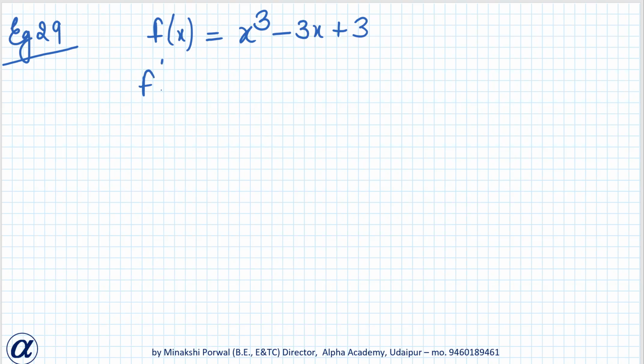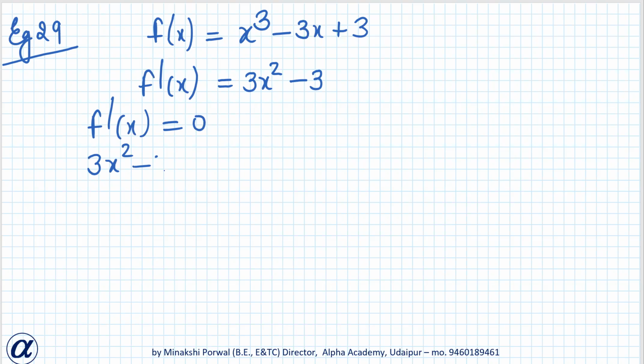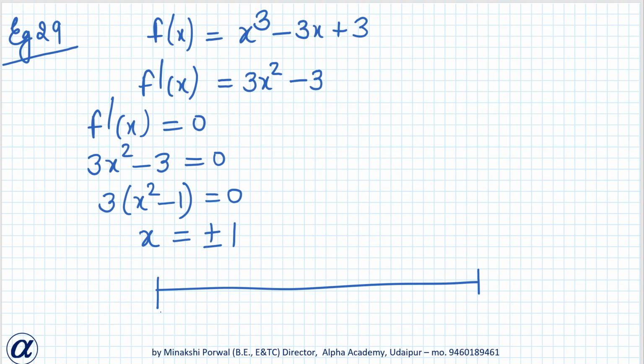So we'll first of all find f dash x. f dash x equals 3x square minus 3. Putting f dash x equals 0, that is 3x square minus 3 equals 0, so 3 into x square minus 1 equals 0, and x equals plus and minus 1. Now we'll locate these points on the number line. This is minus infinity, this is minus 1, this is plus 1, this is plus infinity. Are you getting till here?